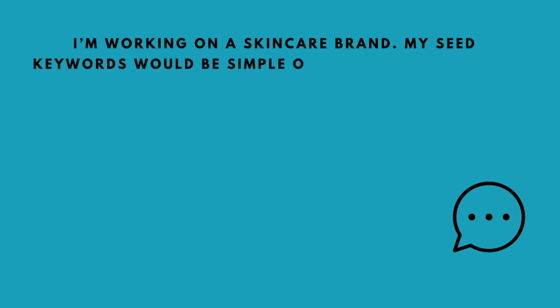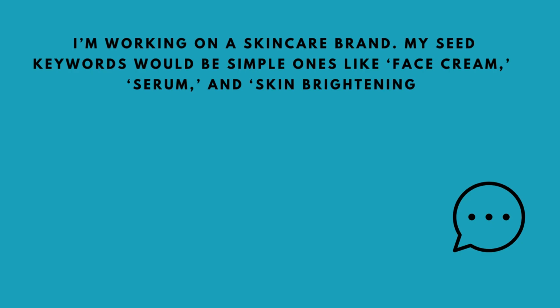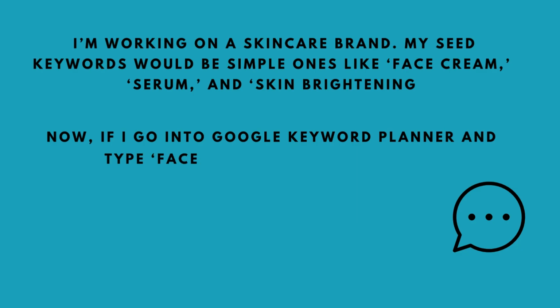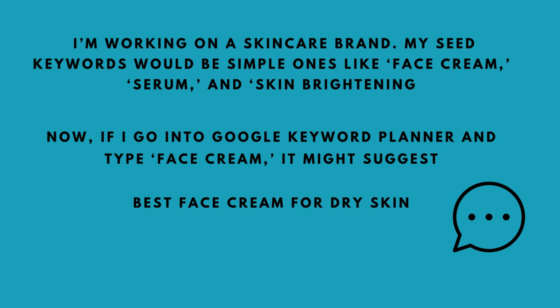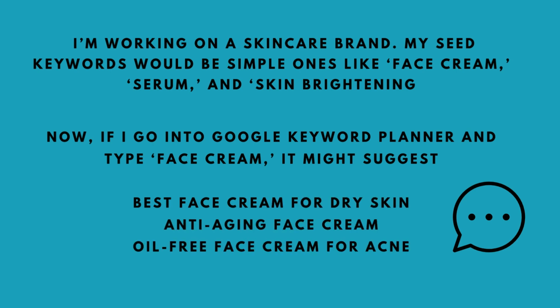Okay, let's make this practical. Say I'm working on a skincare brand. My seed keywords would be simple ones like face cream, serum, and skin brightening. Now, if I go into Google Keyword Planner and type face cream, it might suggest best face cream for dry skin, anti-aging face cream, oil-free face cream for acne.